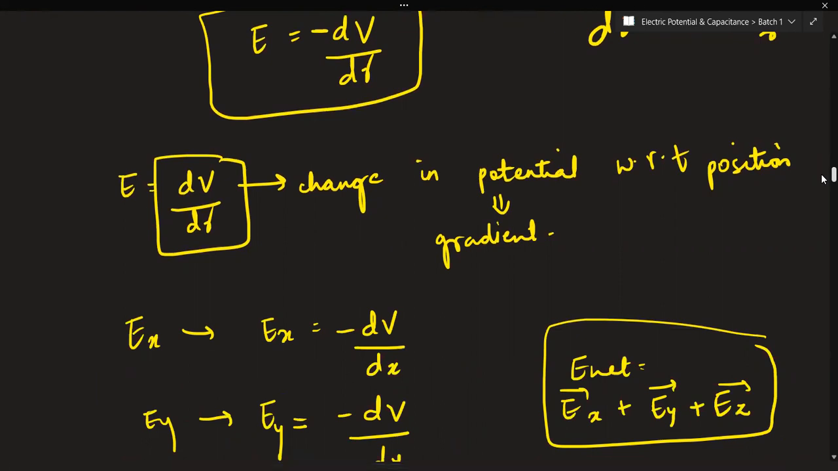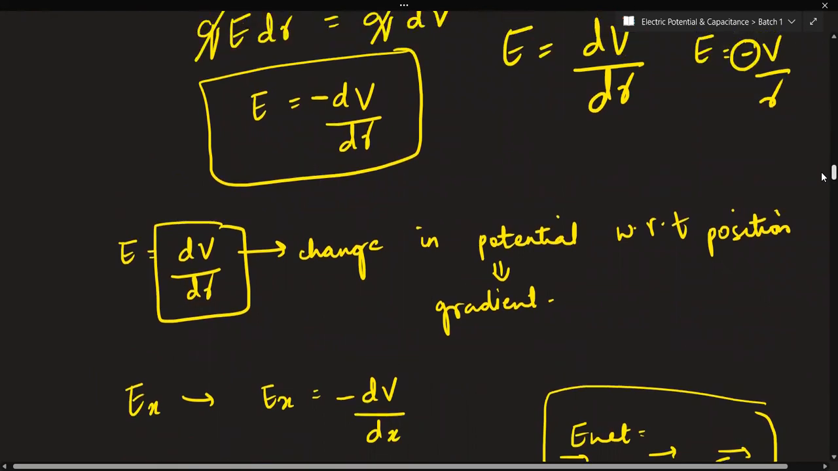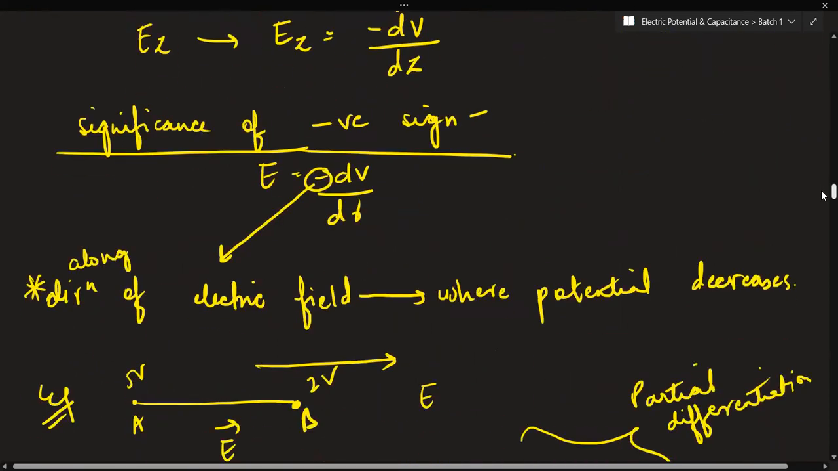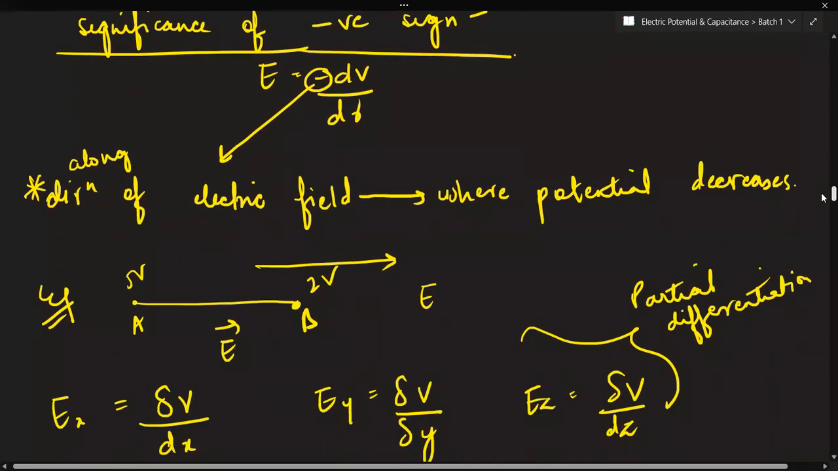Partial differentiations do not have so much chances, but the normal simple differentiation, V divided by R or minus V by R, this will be asked to you in the exam. And the significance of this negative sign is that the direction of electric field is where potential decreases, and electric field is the gradient, potential changing with respect to distance.